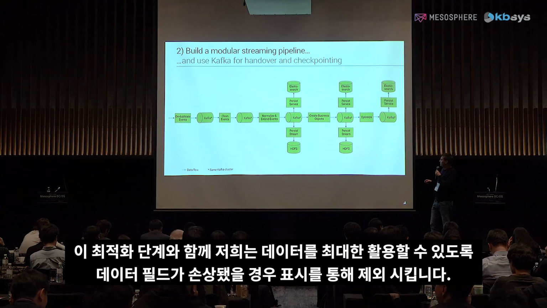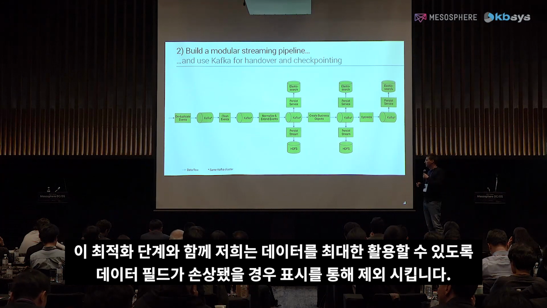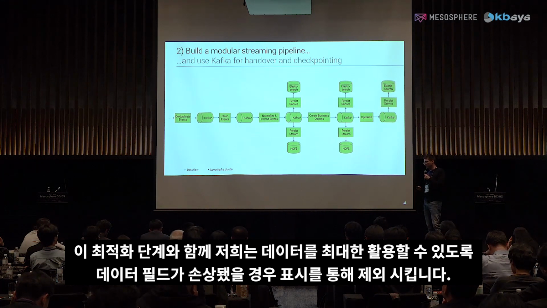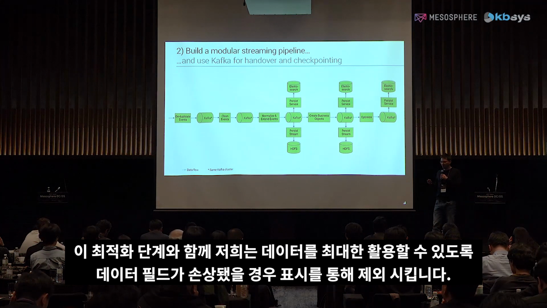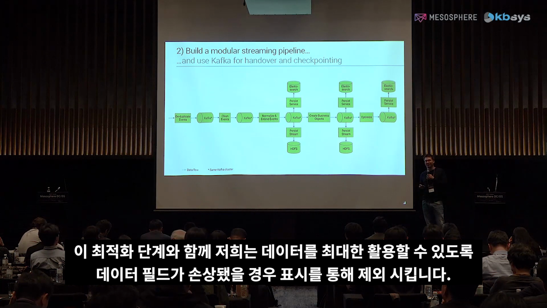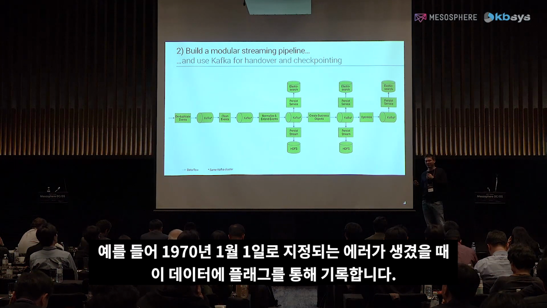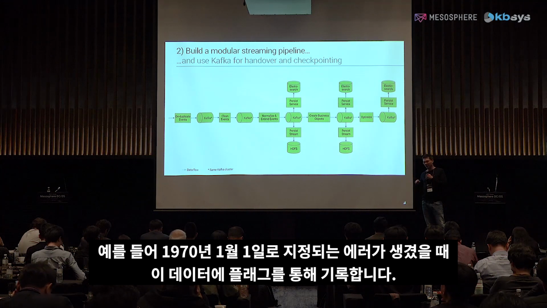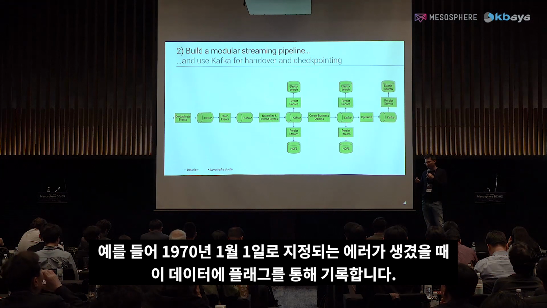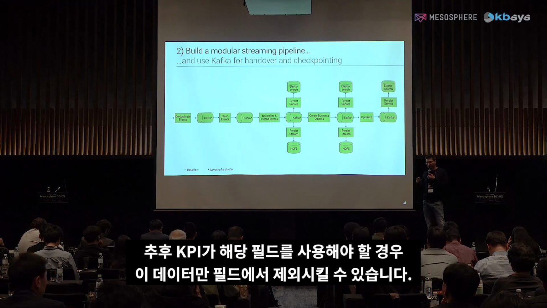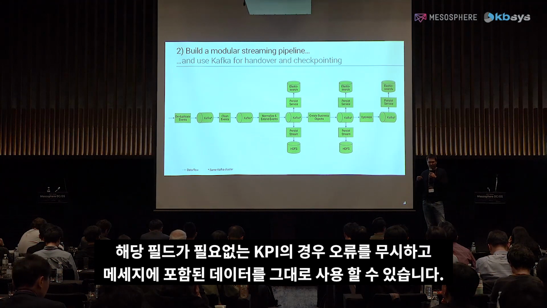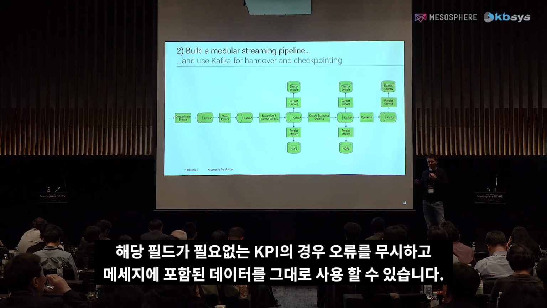Along the step, what we're also doing, in order to always be able to use as much data as possible, is that if a data field is corrupt for some reason, like what happens often is that we have a date of the 1st of January of 1970, then we just put an error marker on that data. That's basically a flag, and later on we can filter out that data if a KPI needs that field. For KPIs that don't need that field, they don't care about that error and still can use the rest of the data contained in the message.